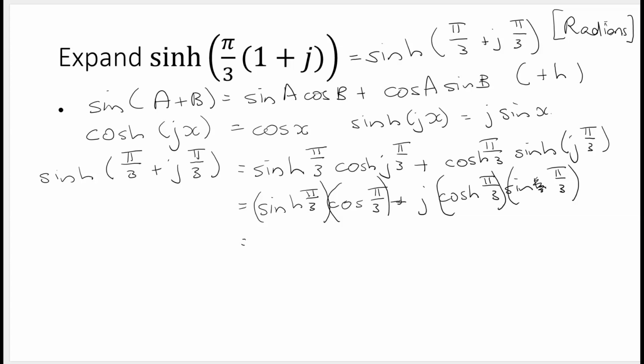Okay, so then you should get that the first term is 0.6247 plus j times 1.3859. That's from your calculator.